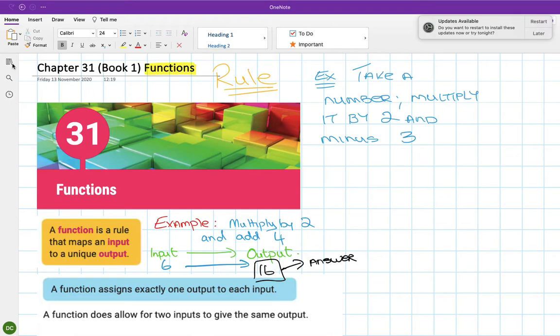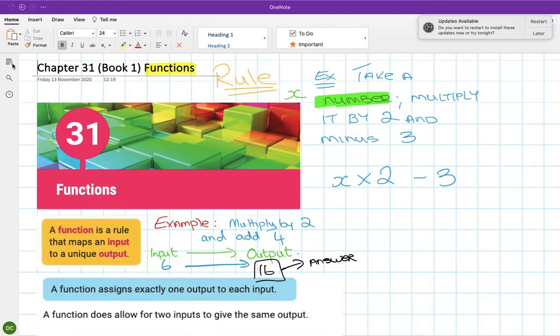We can also write that rule in maths. So just so everybody's on the same page, the number is pretty much always x. You can call it something else if you want, but the book will pretty much always call it x. So we're going to take a number like x. The rule says to multiply it by 2, and then we're going to minus 3. So literally I just wrote down the words in maths.